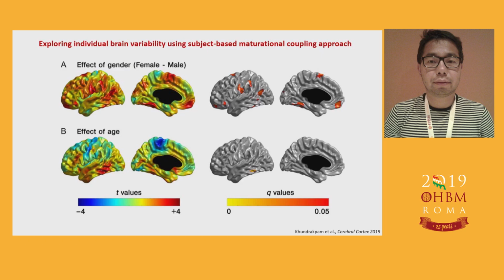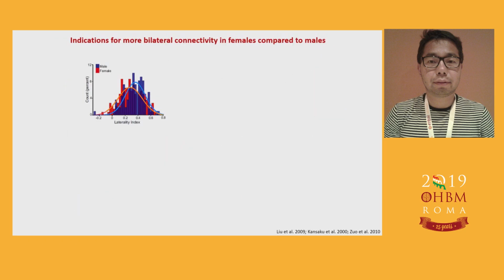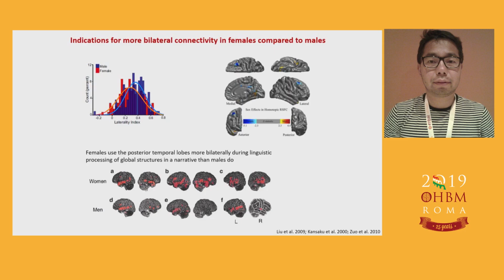And we think that this is consistent with the idea of more bilateral connections in females as compared to more lateralized connections in males. So you have more stronger, significant maturational coupling of the homotopic regions in females as compared to males.